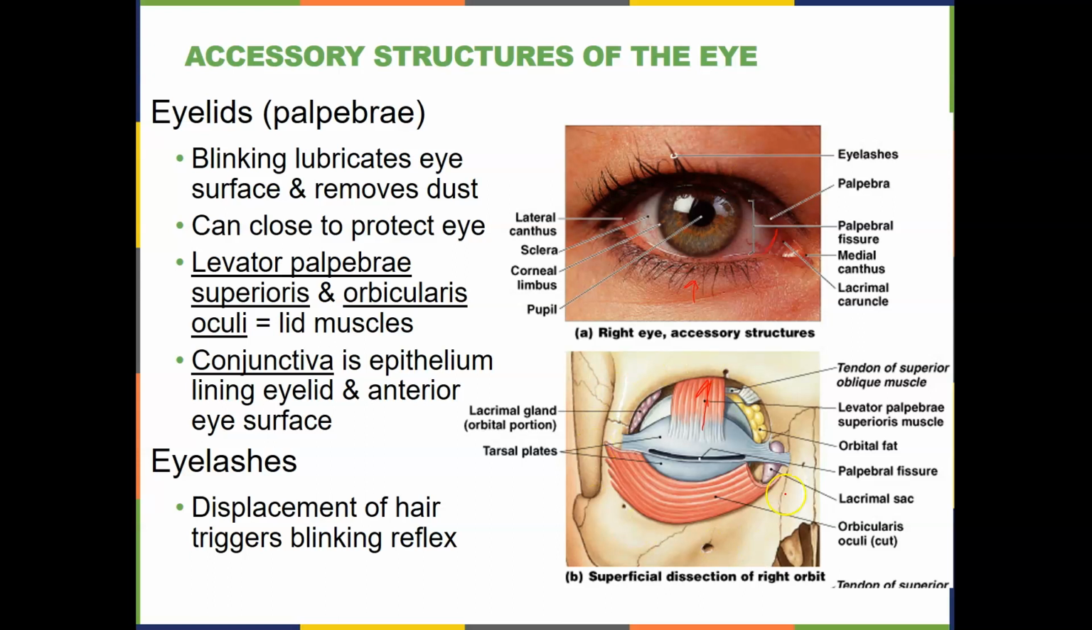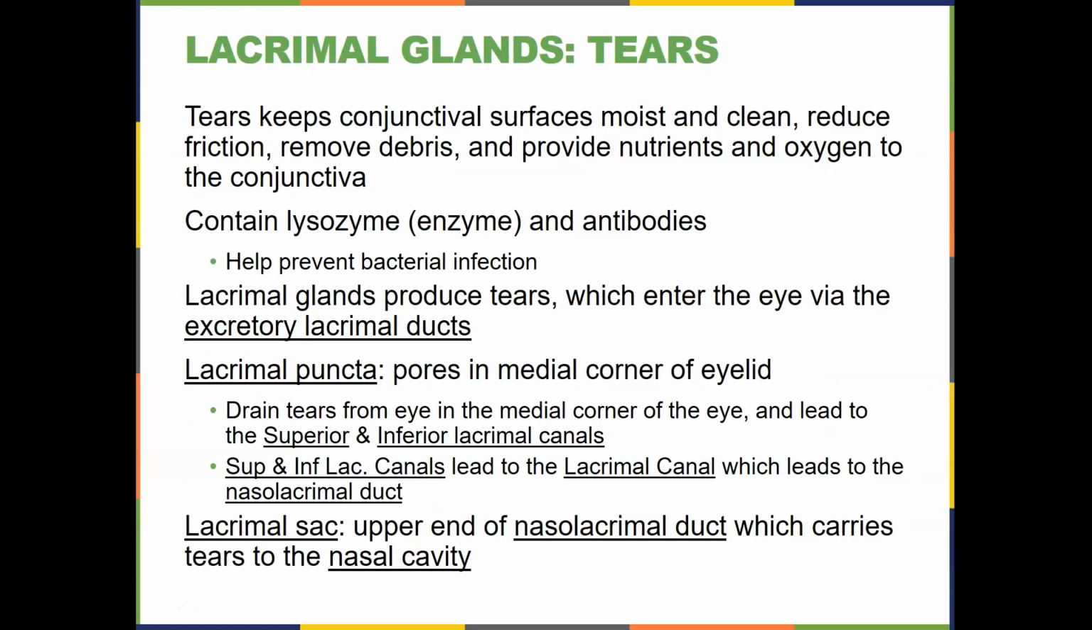Over here in this second picture, we do show the tendon of the superior oblique muscle, the levator palpebrae superioris muscle, and a little bit of orbital fat. It's necessary to have a little bit of fat in there for padding for the eye. Palpebral fissure, of course, the lacrimal sac, which is a part of tear production. And then here's our orbicularis oculi. And then over here, I forgot to mention the tarsal plates. These are not the same things, tarsal, as the foot, okay? These have to do with supporting the palpebrae; it's connective tissue.